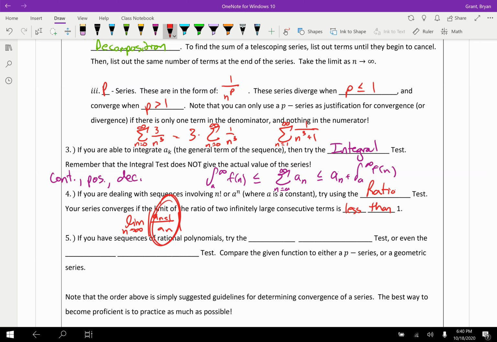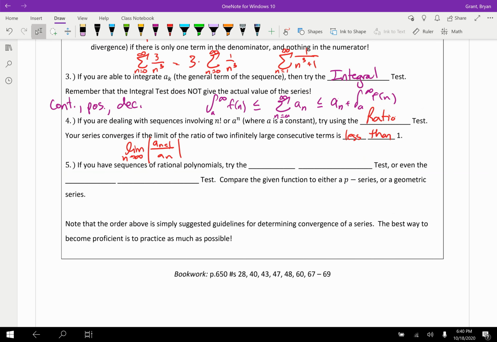When we go infinitely far, it turns out that a series we use the ratio test on behaves just like a geometric series, which means there needs to be an actual common ratio between the terms. And we know that common ratios for geometric series have to be less than 1 in order for the series to converge. If we have sequences of rational polynomials, so what does that look like?